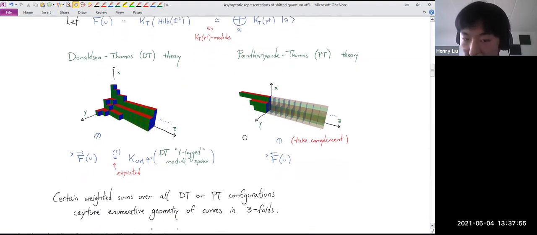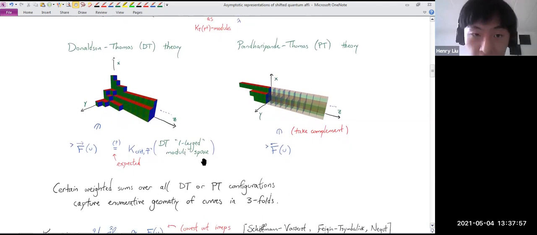And so like I said, certain weighted sums over all these DT or PT configurations, these will form some huge power series, which will involve the equivariant variables like x and y and maybe h bar.